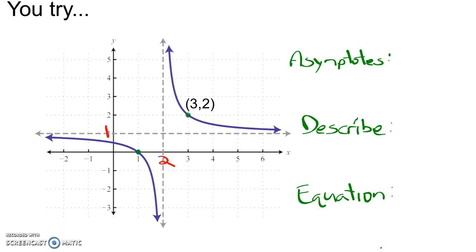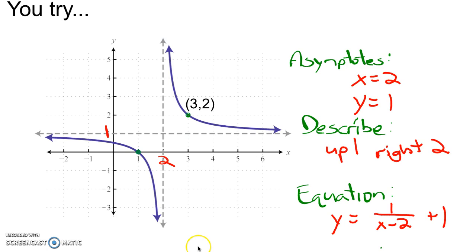You try one now. I've noted these in case you can't read them on the screen. I want you to write the equations of the asymptotes, describe the transformation using words, and then write the equation. Pause the video and try it now. How'd you do? Make sure that you jot down any questions that you have to ask in class.